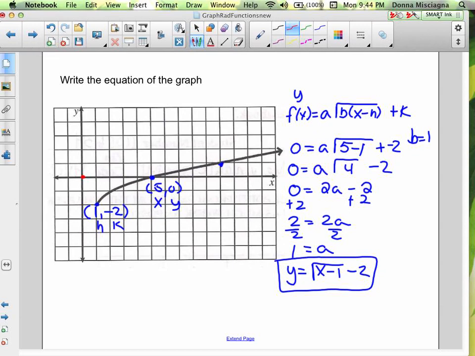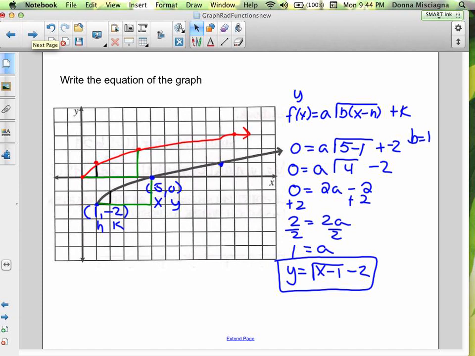Right? So here's the parent graph, right? 0, 0, 1, 1, 4, 2, and then 9, 3. So here, if you compare the rate of change horizontally and vertically, right? So 1 and 1, and 4 and 2, and so forth. Right? But I want you to be able to solve for a, but you should also be able to look back and say, yeah, I agree with my answer.